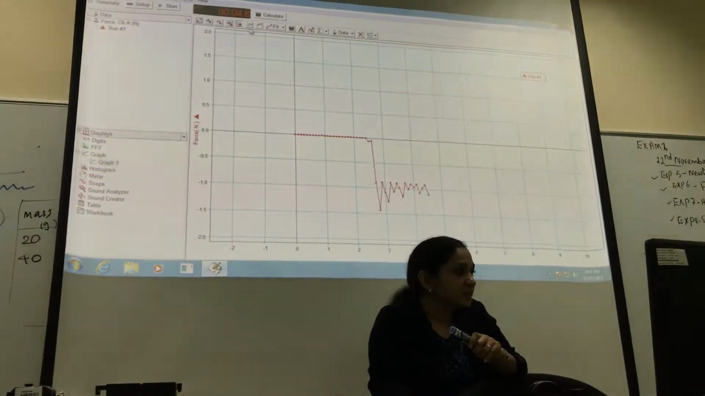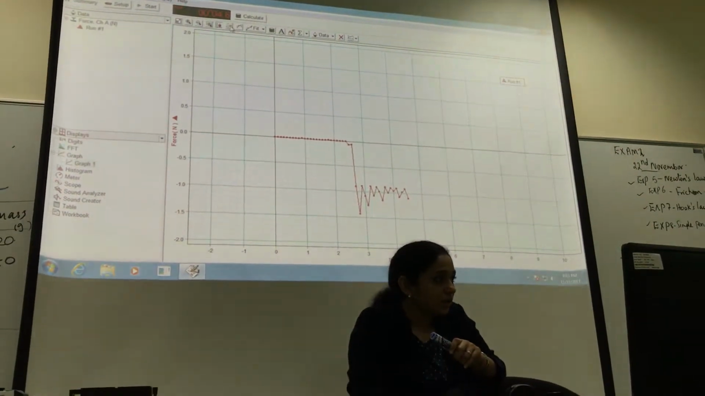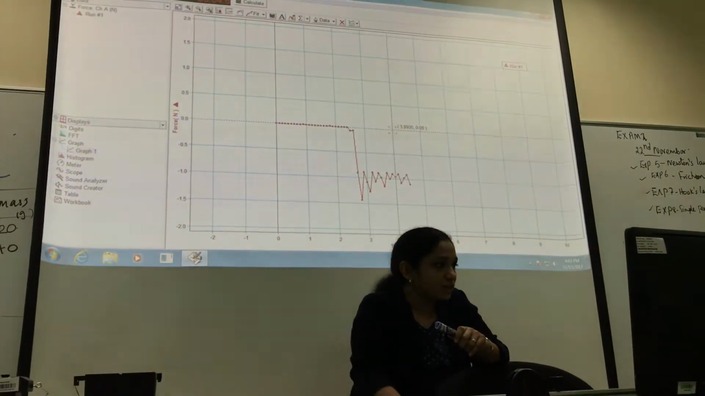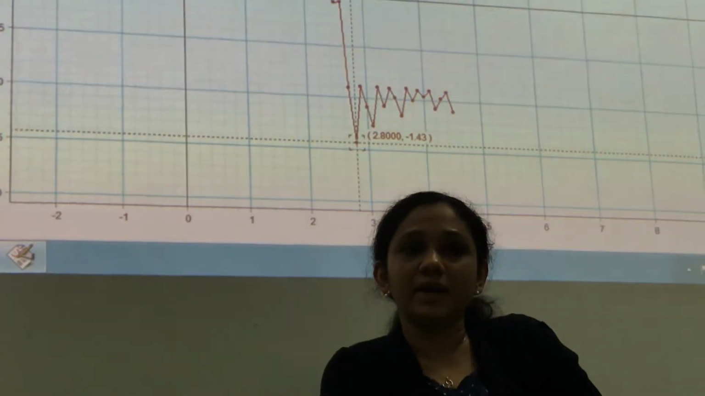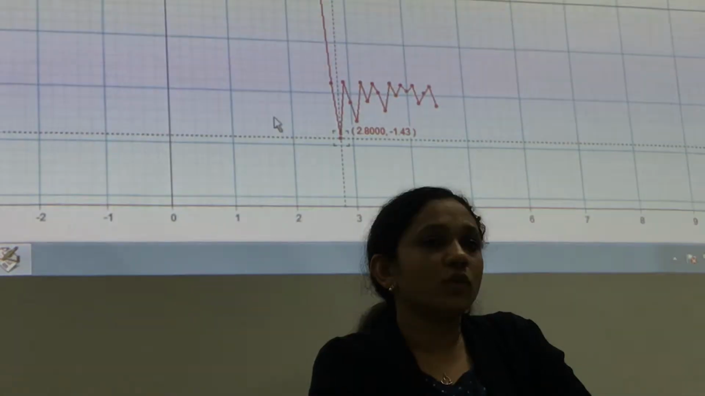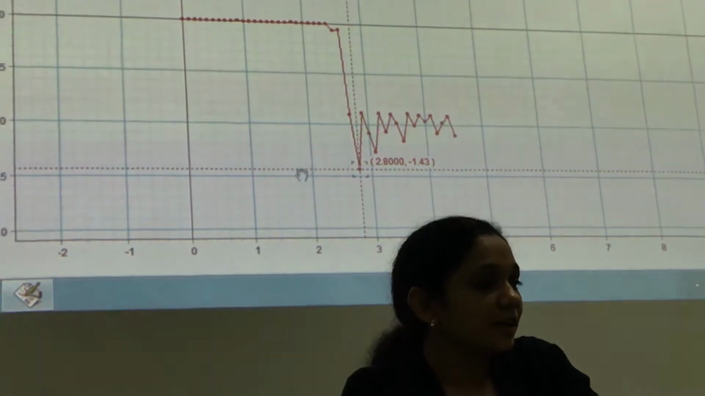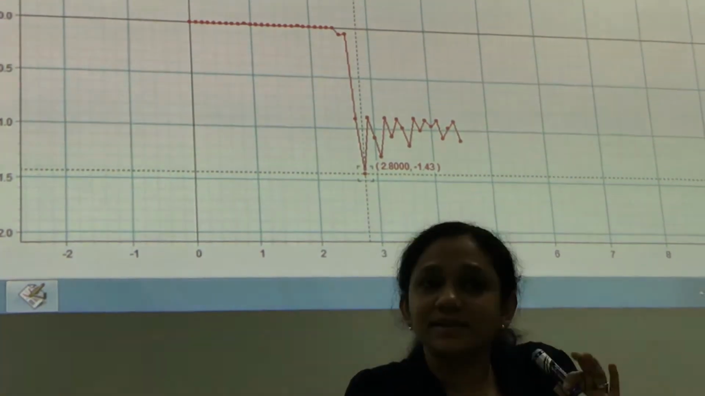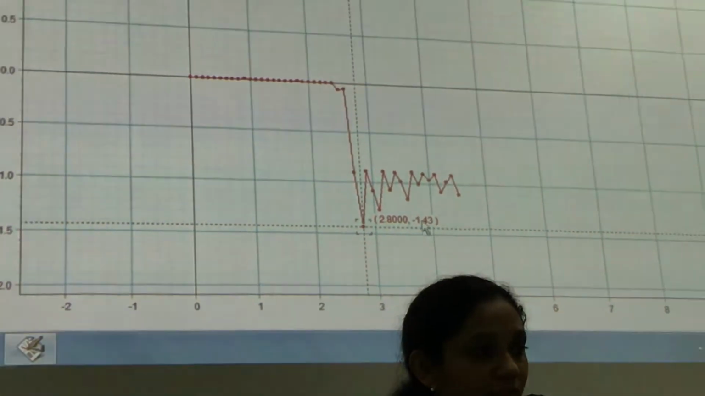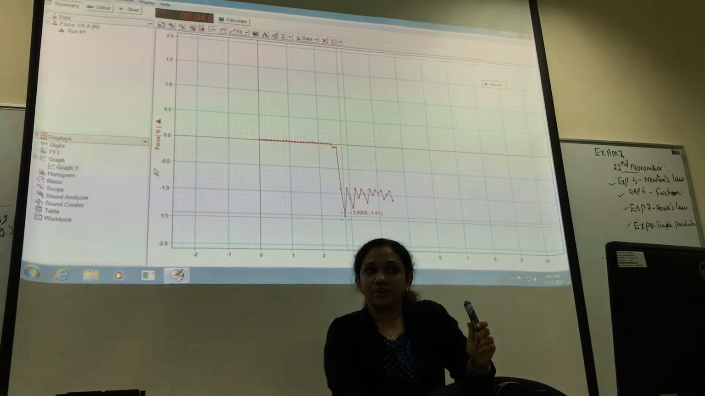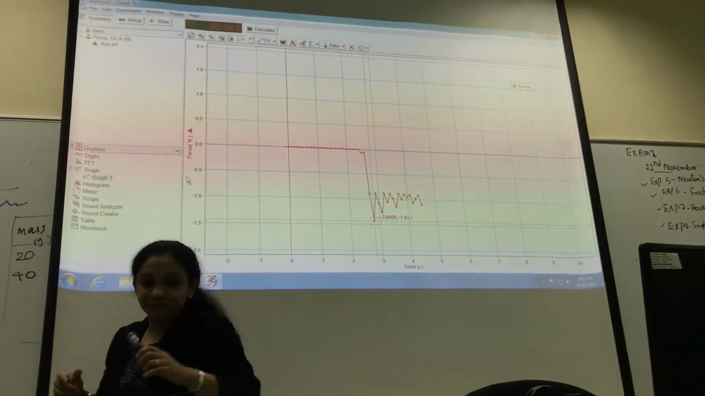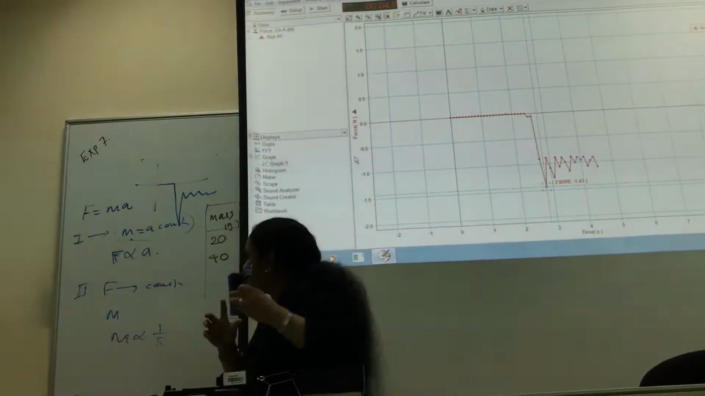For that purpose, go to the smart tool, click it, drag this to this position, the peak. What is the static friction there? 1.4. In the x-axis it is time. We don't want time. We want the y-axis value. 1.43 is the maximum static friction. But it's negative. Why is it negative? Because it's a trough. It's pulling. It's pulling.